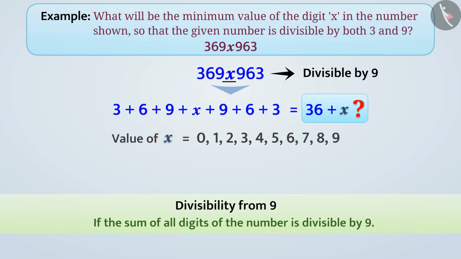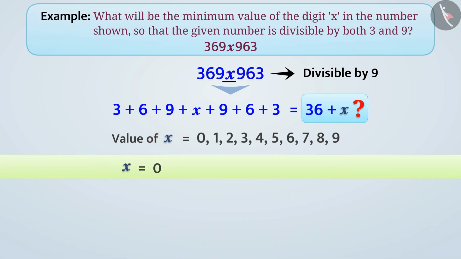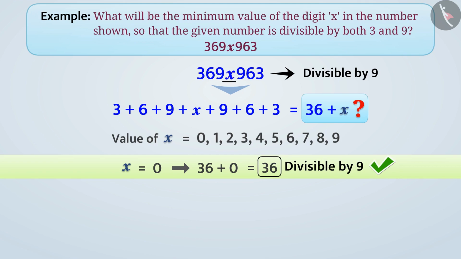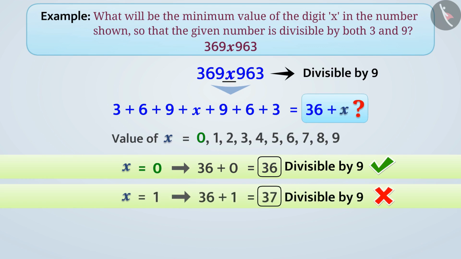We see that by keeping the value of x as 0, we get the sum of the digits 36, which is divisible by 9. So the value of x can be 0. Now if we take the value of x as 1, we will get sum 37, which is not divisible by 9. Therefore, we cannot take the value of x as 1. Similarly, we cannot take the value of x as 2, 3, 4, 5, 6, 7 or even 8.